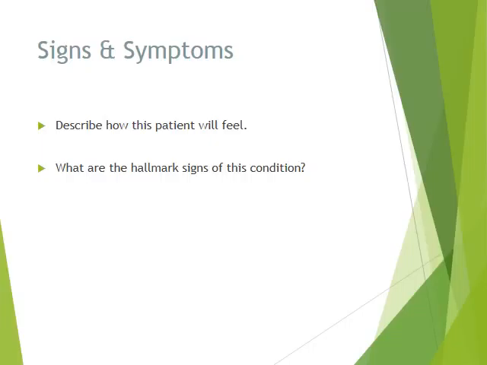A hallmark sign of this condition is called Beck's triad. You'll have a low blood pressure from the lack of cardiac output, muffled heart sounds because of the fluid around the heart, and then increased jugular venous distension because the heart can't contract and expand, so that blood will pool in the jugular venous area. Okay, so Beck's triad: low blood pressure, muffled heart sounds, and increased jugular venous distension.